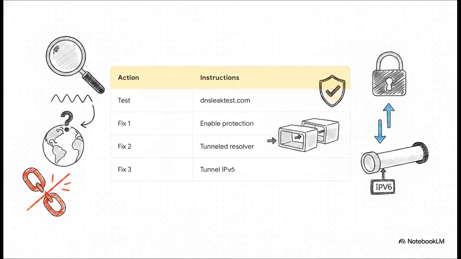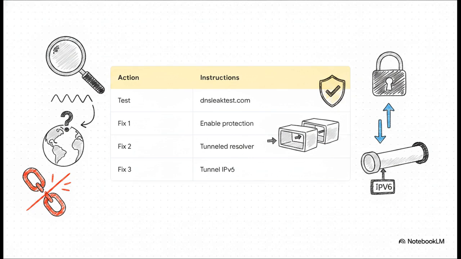Okay, so how do we take control back? Let's walk through how to easily test for this and actually fix it. First, the action is super simple. Run an extended test on dnsleaktest.com. When the results pop up, if you see your ISP's name or your actual physical location listed as the server responding, you definitely have a leak.